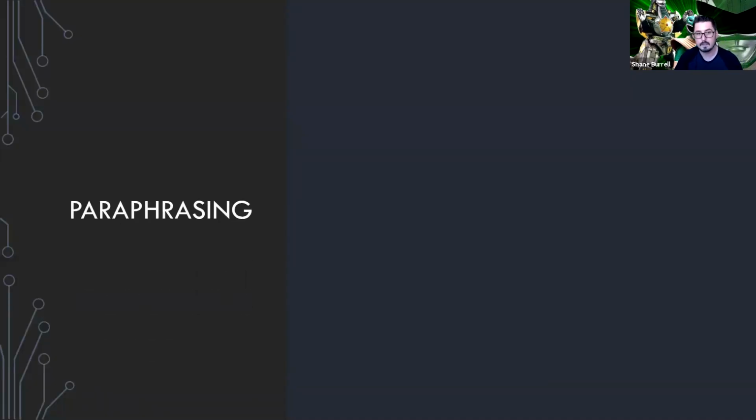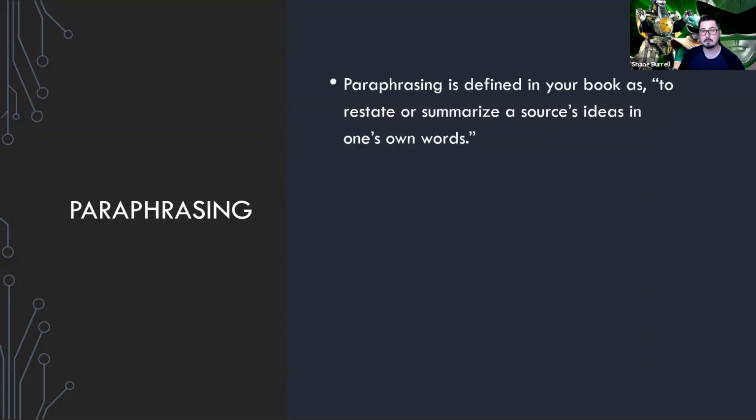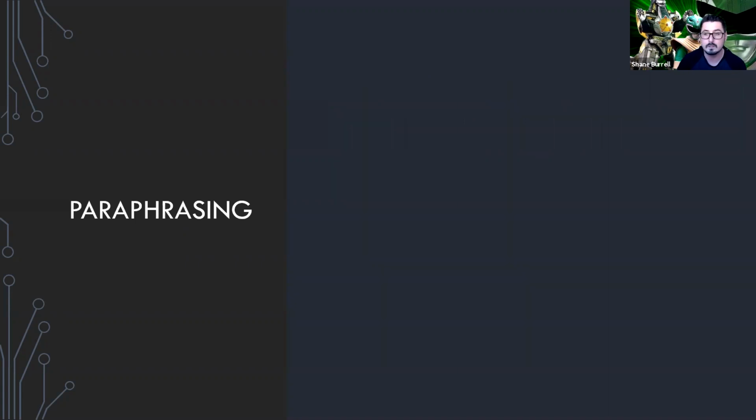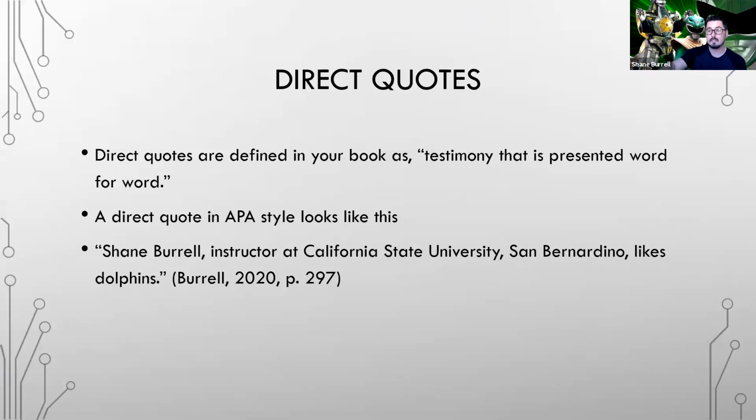Okay, next, paraphrasing. And as I said before, paraphrasing is not to be confused with the paraphrasing that is done in plagiarism, okay? So the difference here is paraphrasing, as it's defined in your book, is to restate or summarize a source's ideas in your own words, okay? And the way that you can do this, right, is if you're arguing something about dolphins, right? Well, you could say, an instructor at CSUSB says that he likes dolphins. And then what you could do is you could use right here, right?